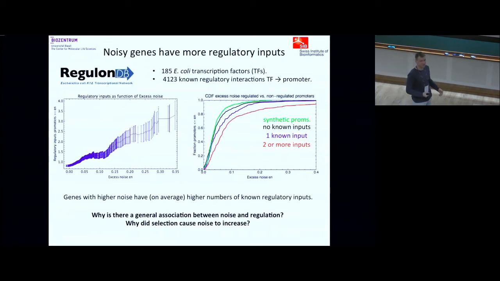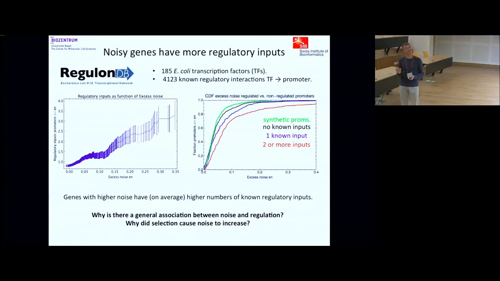Like if you ask, how often does this protein occur across E. coli strains? You'll find some weak correlation. If you ask, how high is it expressed? You'll find some weak correlation. You find correlation with lots of things. But I believe that the main correlation that is dominating in this case is this one. Promoters that are noisy have many regulatory inputs.